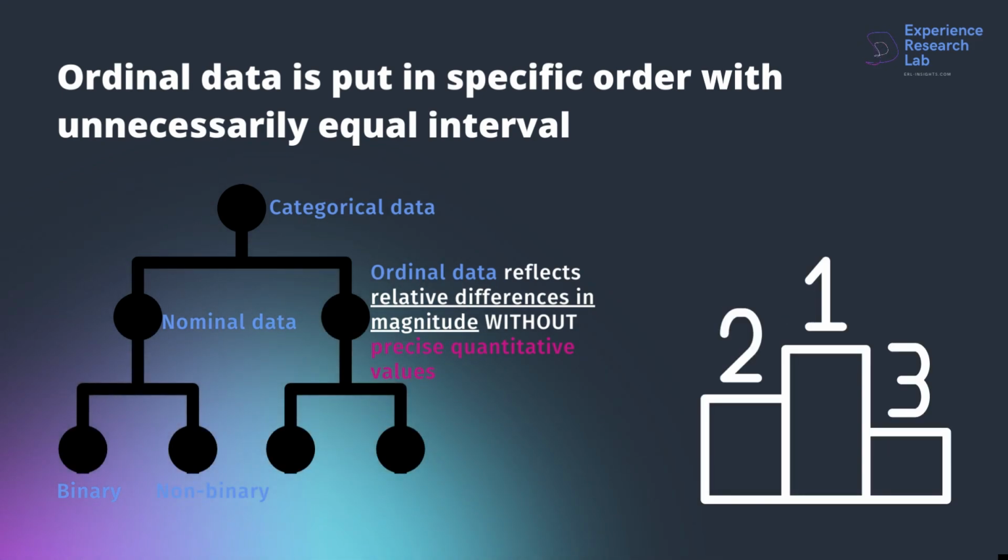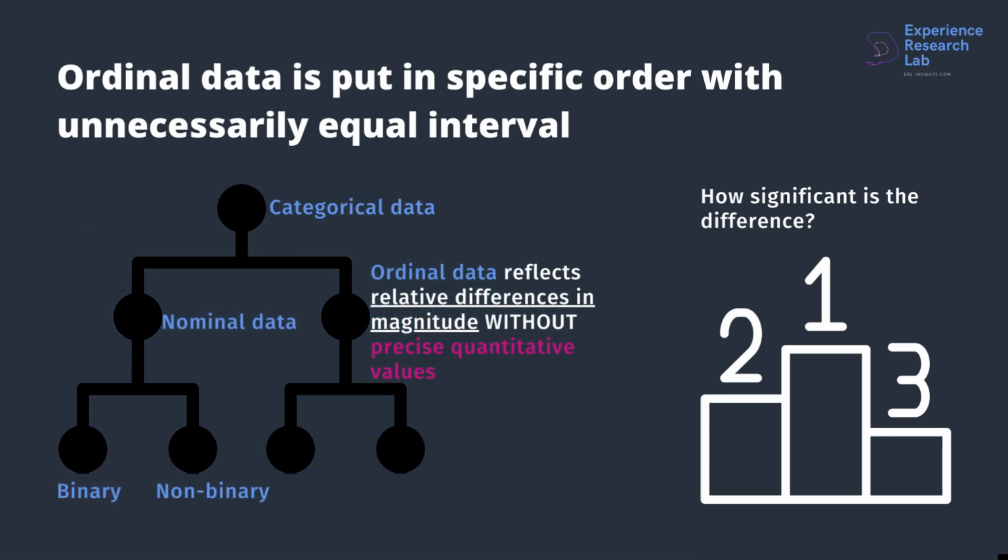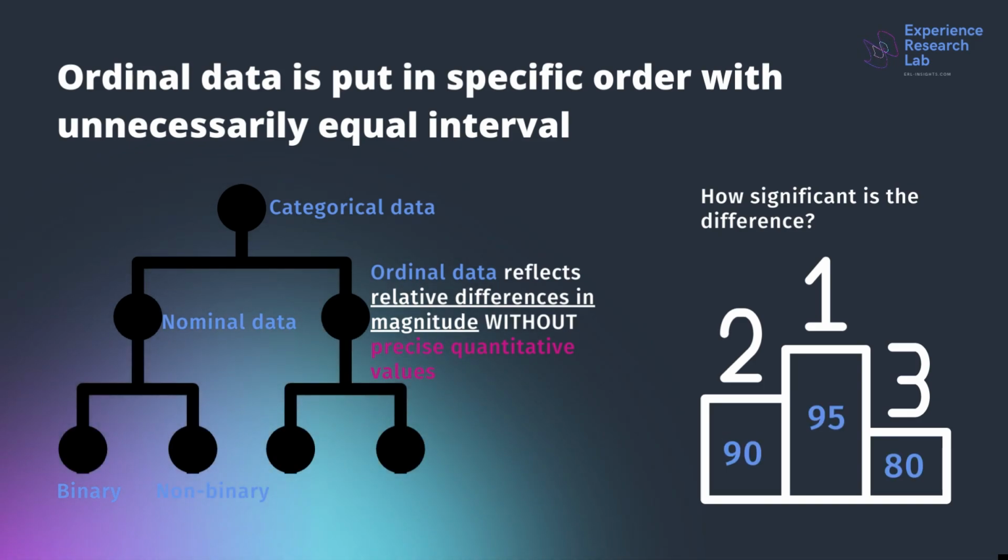So in any race, in the world of academics, business, or sports, we know there's always a champion or a winner, runner-up, or someone else in the third place. But again, we don't always have a clue about the difference between them in terms of score, size of customer base, and time record to get to the finish line. The first rank at school may have an average score of 95, while the runner-up and the third place only have 90 and 80 respectively.